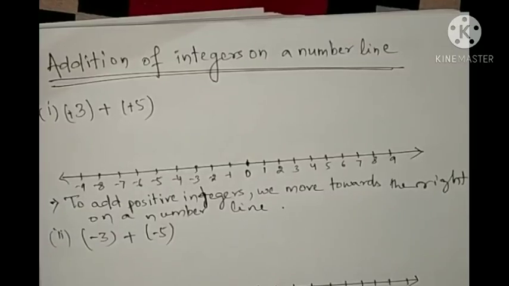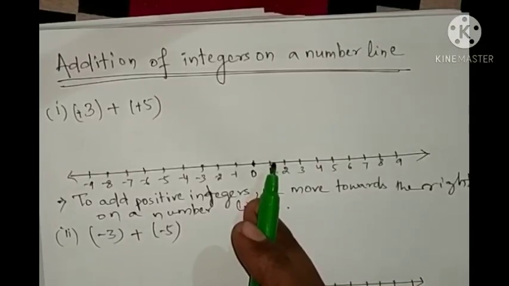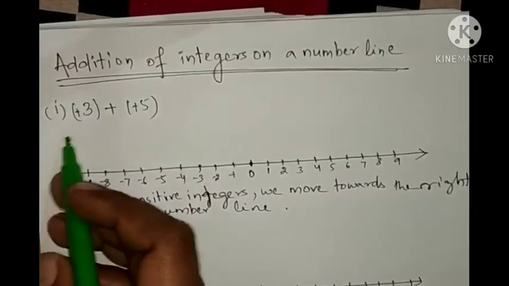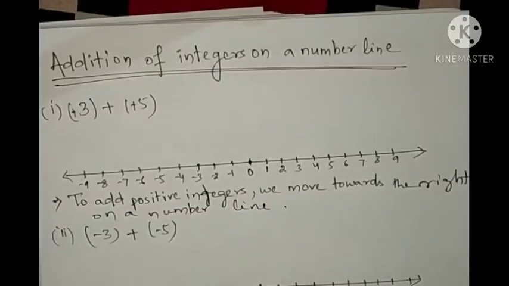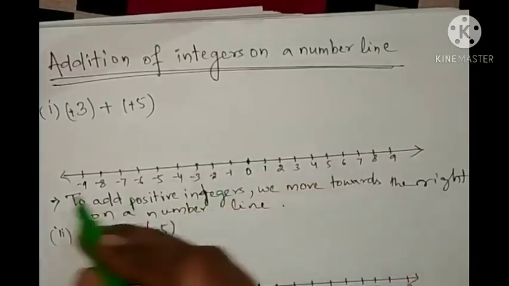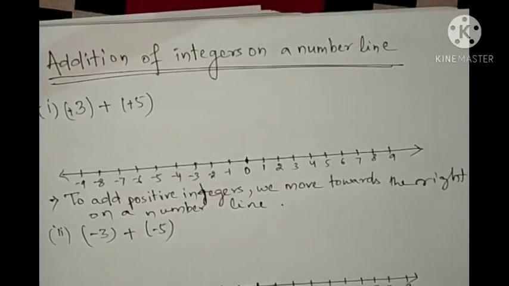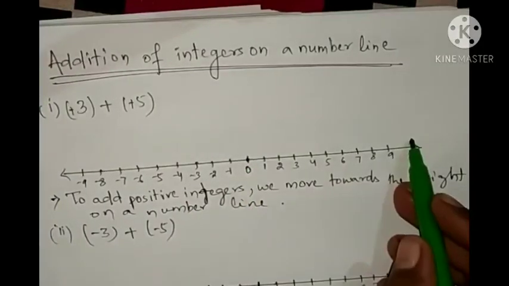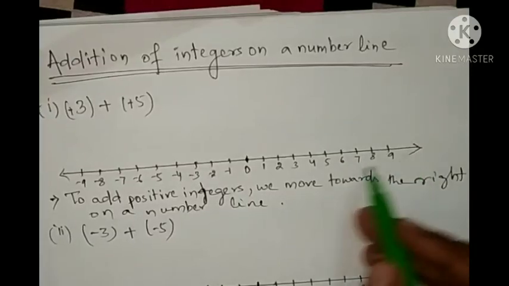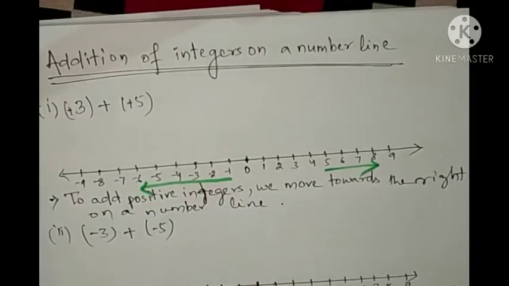We have done addition of integers without a number line, so now we will do addition of integers on a number line. Take plus 3 plus 5. First you take plus 3. On this number line, the middle 0 is neither a positive integer nor a negative integer. On the right side of 0 you get positive integers, and on the left side of 0 you get negative integers.